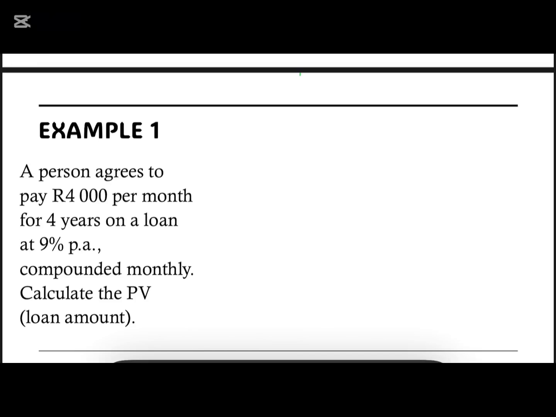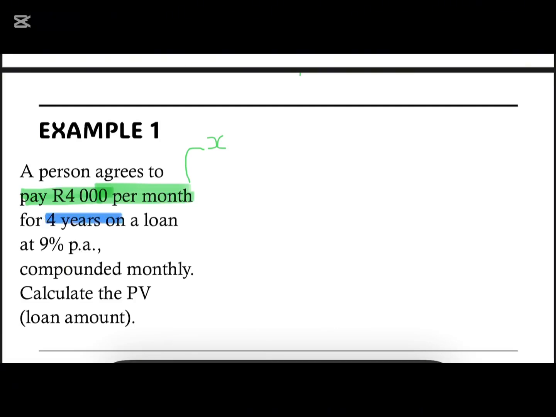Okay, let's look at the first example. A person agrees to pay 4,000 per month. This is what we call the monthly installment. So what is your monthly installment? That is your value of X. For how long? For 4 years on the loan.